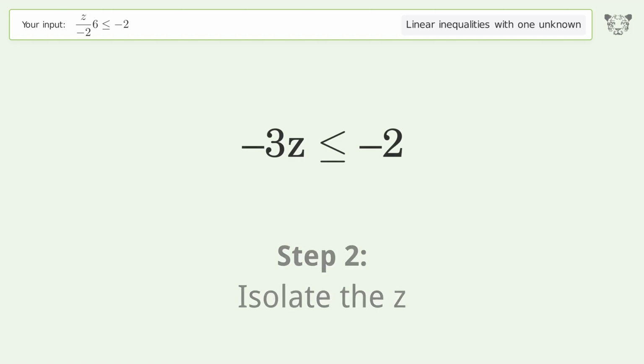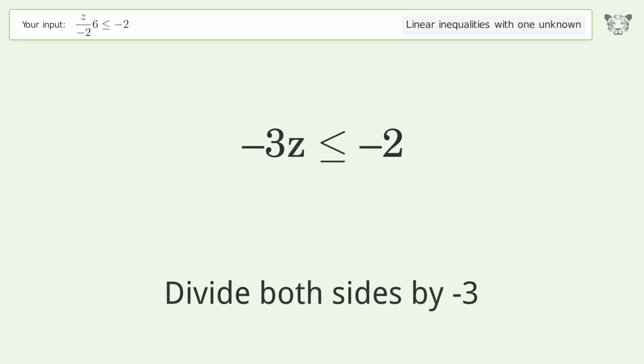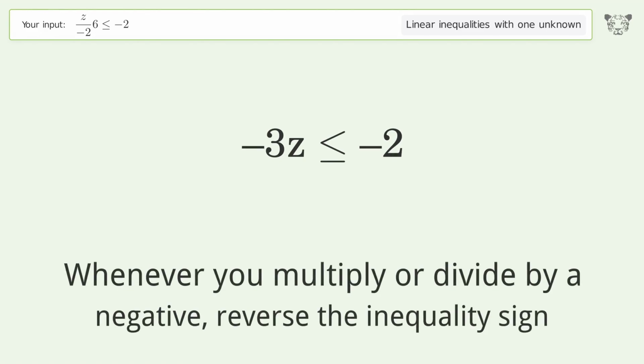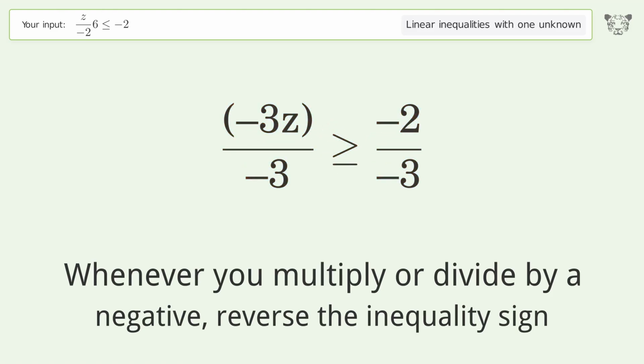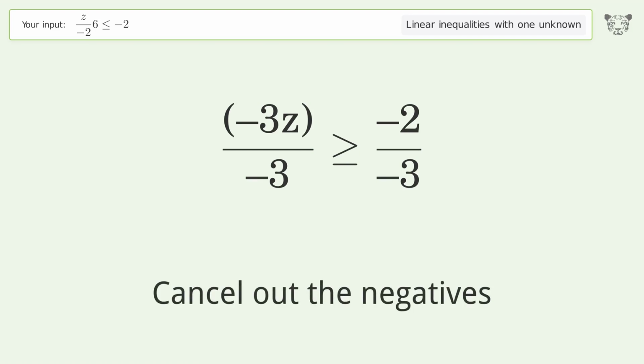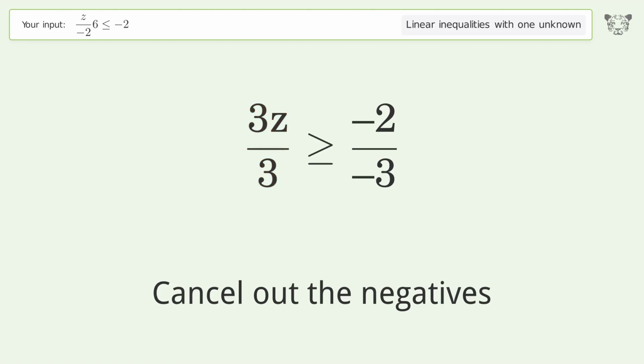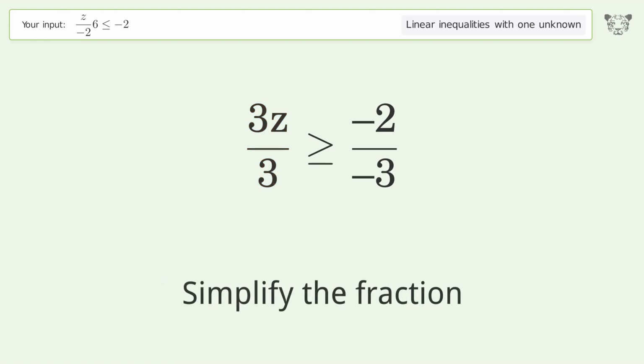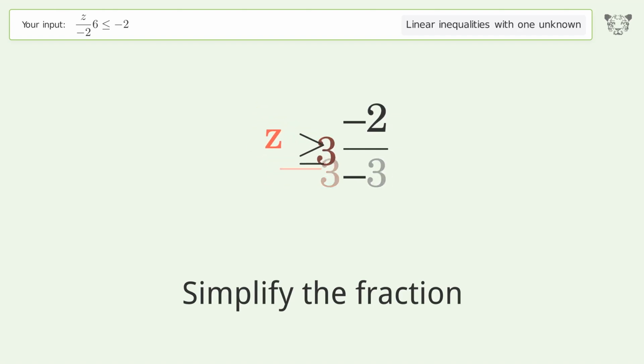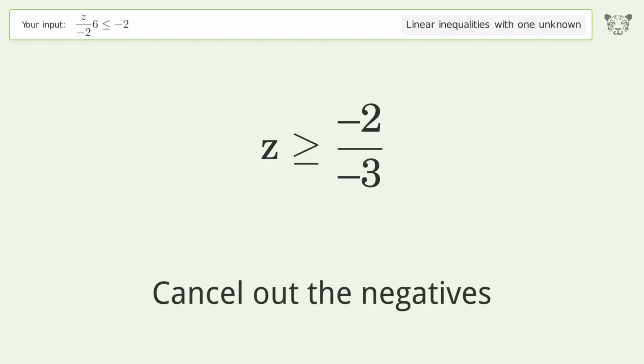Isolate the z. Divide both sides by -3. Whenever you multiply or divide by a negative, reverse the inequality sign. Cancel out the negatives. Simplify the fraction. Cancel out the negatives.